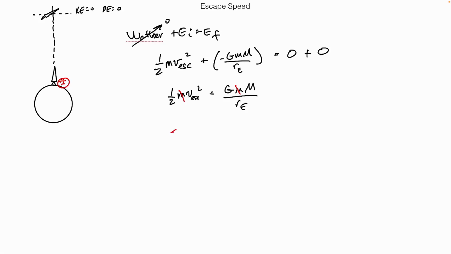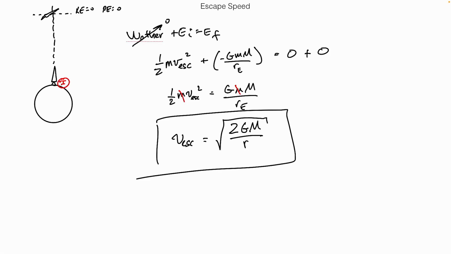So let's maneuver some stuff around here. I've got a 1/2 that goes over, becomes a 2. Big G, mass of the thing that we're on, radius of the thing that we're on. That leaves me with v escape squared on this side. But what do I do with the squared to get rid of it? Take the square root, and there it is. That number, whatever it is right there, is how fast I need to be going at launch in order to escape the Earth. Put the radius of the Earth in there, put the mass of the Earth in there. I can find out what that escape speed needs to be.